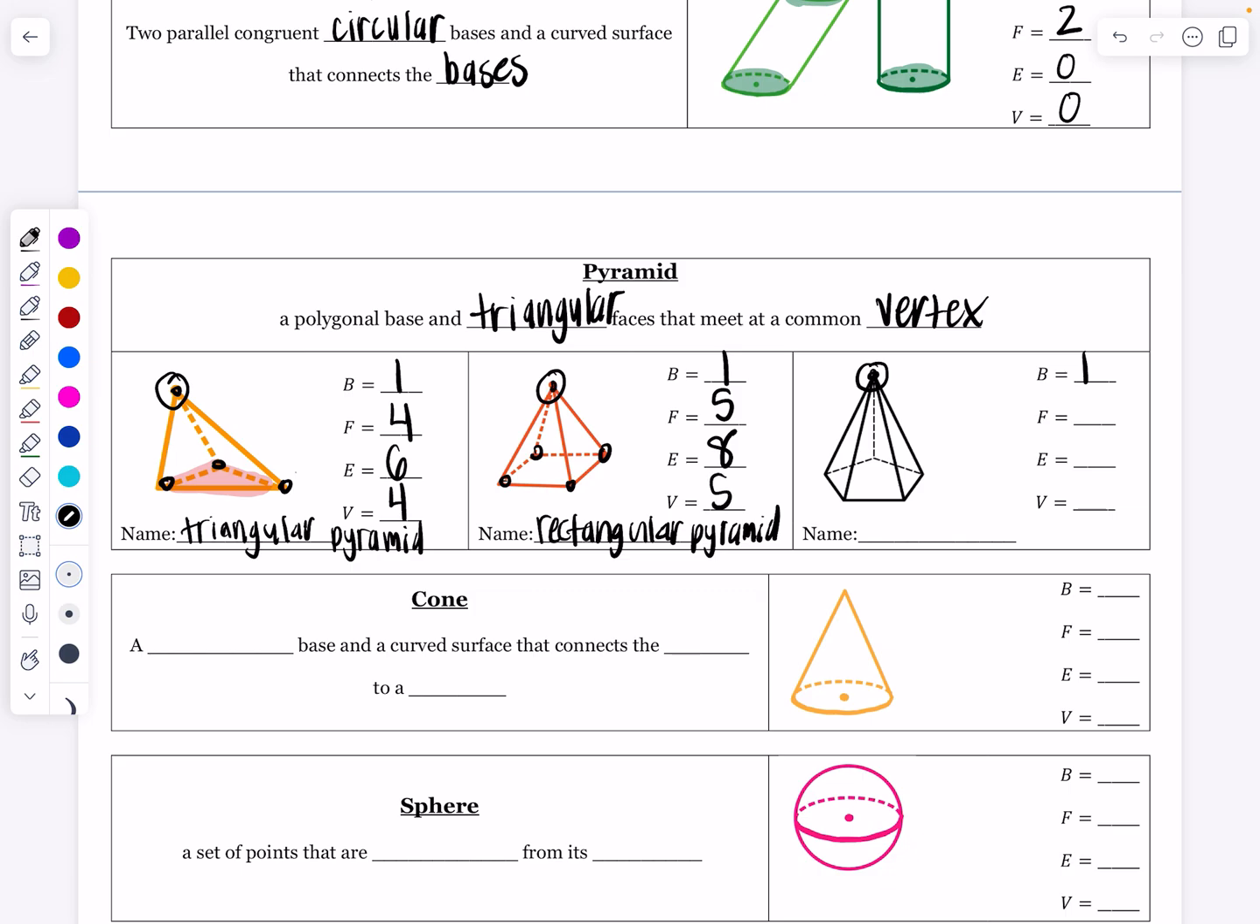Okay. Next shape, we've got 6 faces. I've got 10 edges, and I'd add my points here. I've got 6 vertices. How do we name that? Well, let's name it by its base. It's all about the base. So this one was a rectangular pyramid. This one is a pentagon, so we're going to call that a pentagonal pyramid.